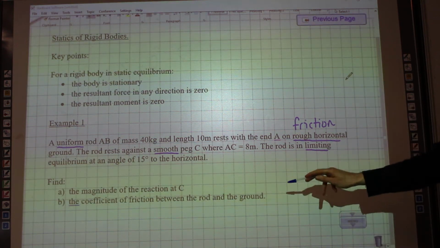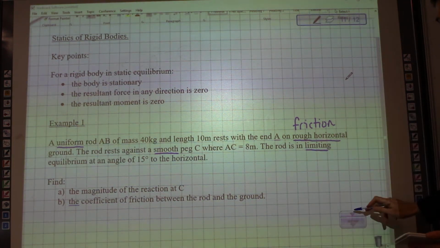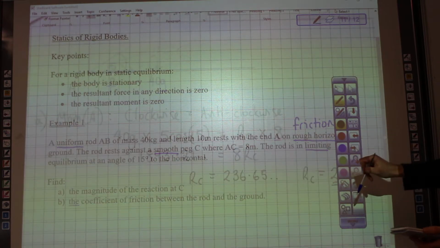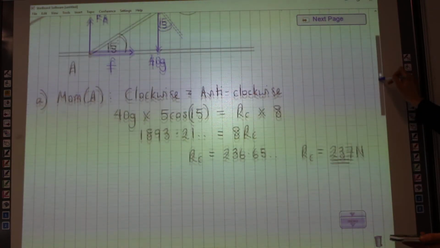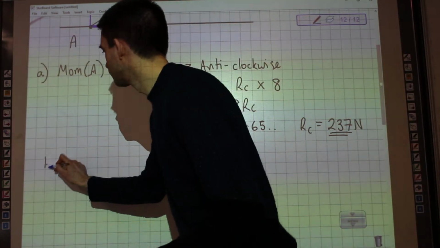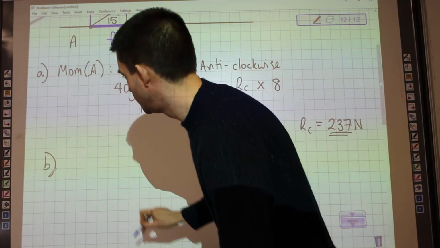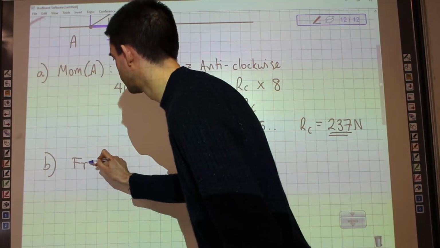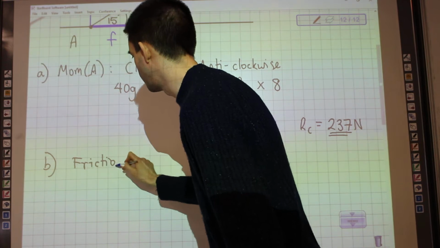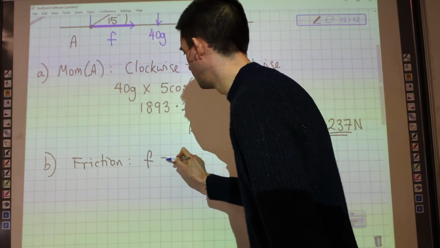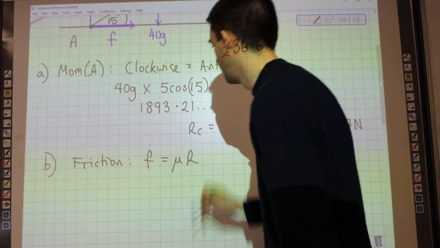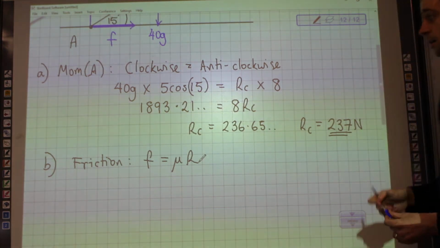The coefficient of friction between the rod and the ground. Right, coefficient of friction. Let's just have a think about what we need. Well, friction, or maximum friction, is equal to mu times R.